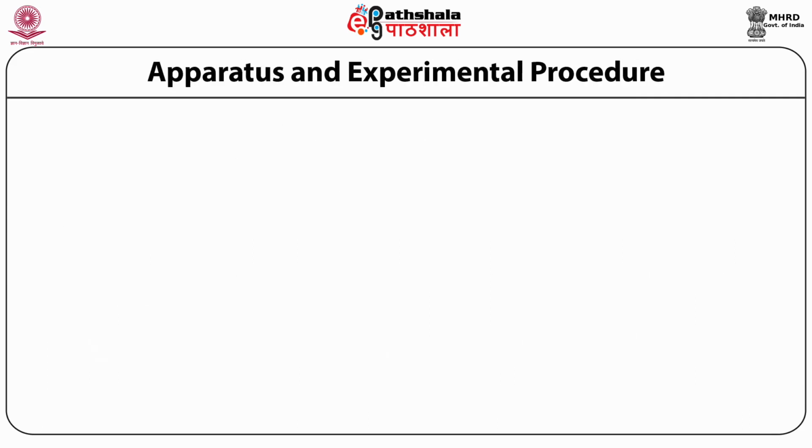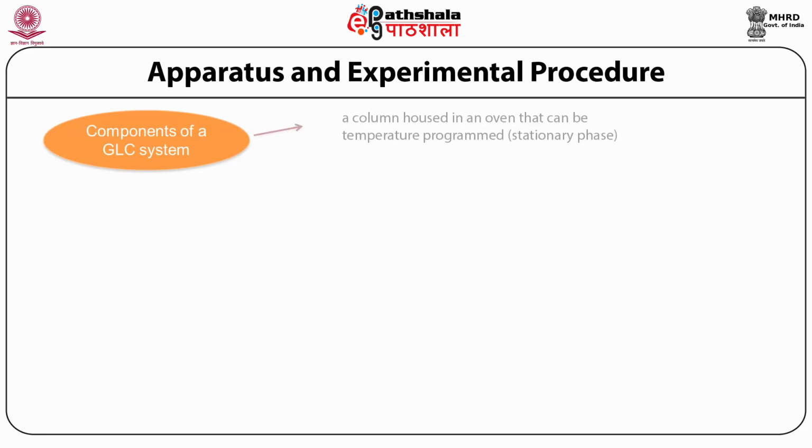Here you see a list of the components that make up a GLC system. A gas liquid chromatography system comprises a column that is housed in an oven that can be temperature programmed, and this column houses the stationary phase, which, like I said, is a high boiling point liquid. Then there is a sample inlet point.